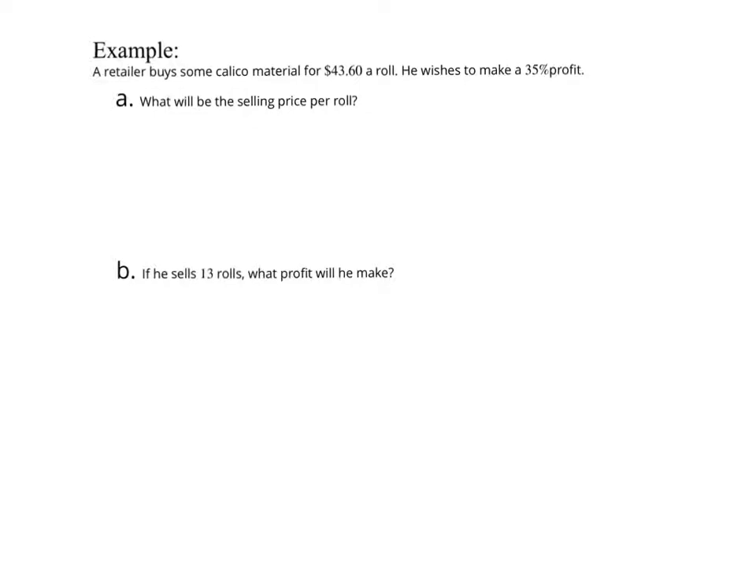So again, with these questions, we need to think about what they're asking us. Have a look at this example. A retailer buys some material for $43.60 a roll. He wishes to make a 35% profit. Well, when profit is in a percentage, we don't know how much that is in dollars and cents. So let's work out what that is in dollars and cents first. So what do we know? We know the profit is 35% of $43.60. So it's 35% of $43.60.